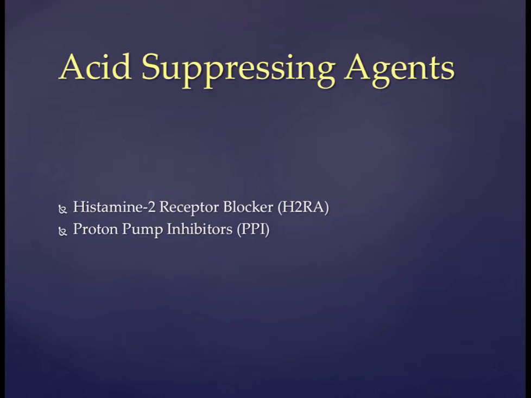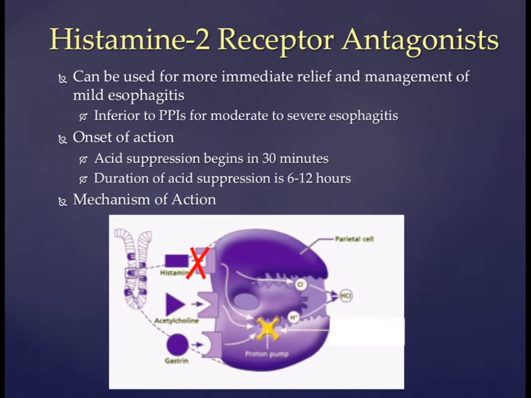We have 2 different classes of acid-suppressing agents, and I'm sure you learned about these in your adult lectures on gastroesophageal reflux disease. We use pretty much all the same medications minus a few PPIs we don't really use in pediatrics. The H2RAs are histamine 2 receptor antagonists. They work much quicker than the PPIs do, but they don't cause complete acid suppression.